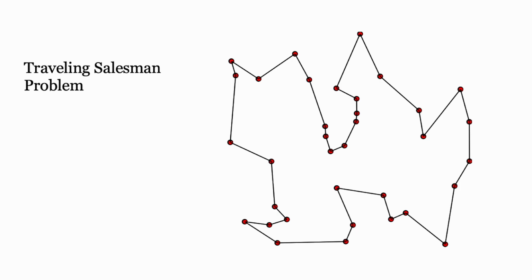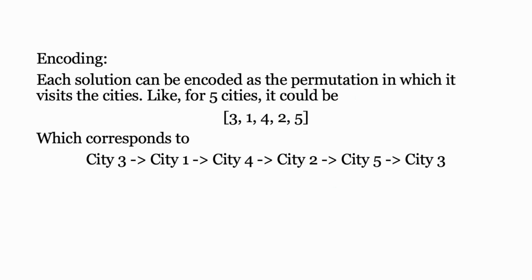We start by identifying how to encode each solution. We can represent each individual as a permutation of city indices. For example, if we have 5 cities, an individual might be represented as 31425, which represents a certain route, a certain solution, which starts at city 3, goes to 1, then 4, then 2, then 5, and then back to 3. So that's one solution, one individual.